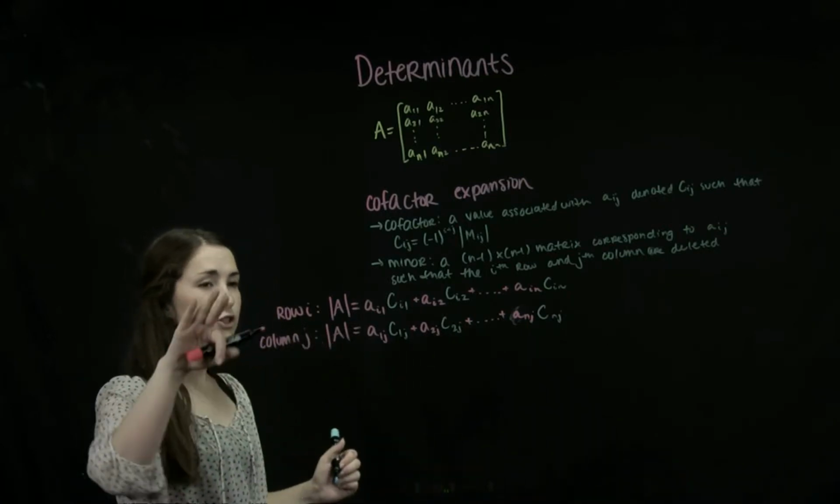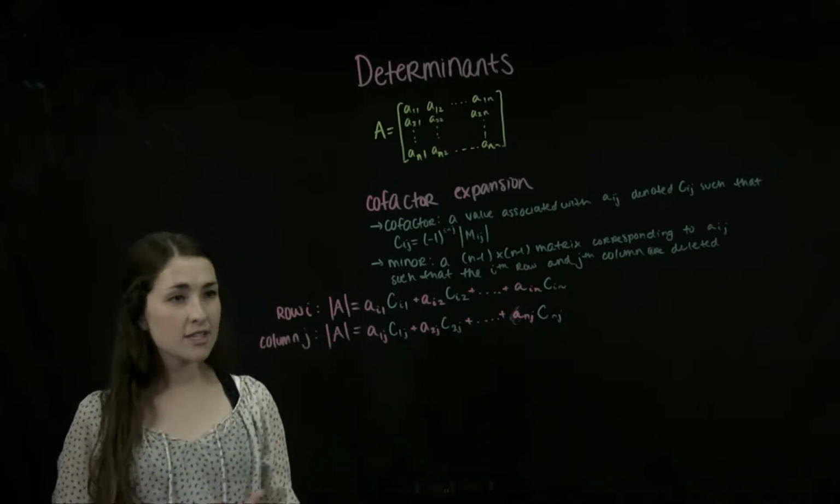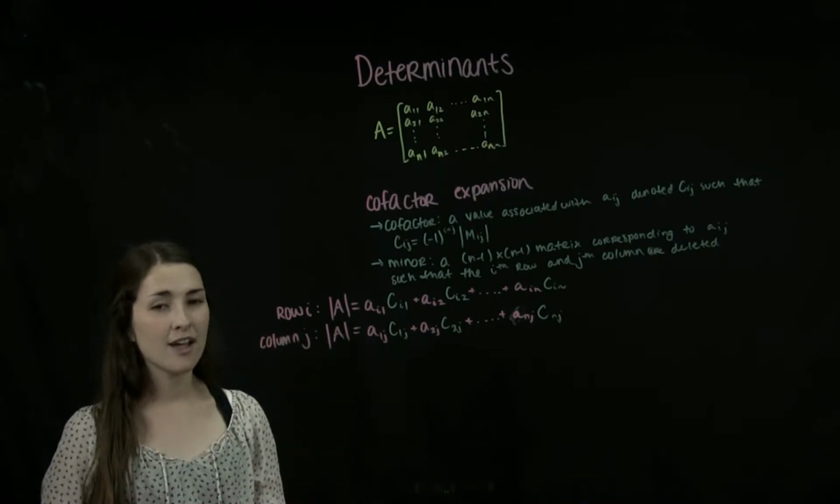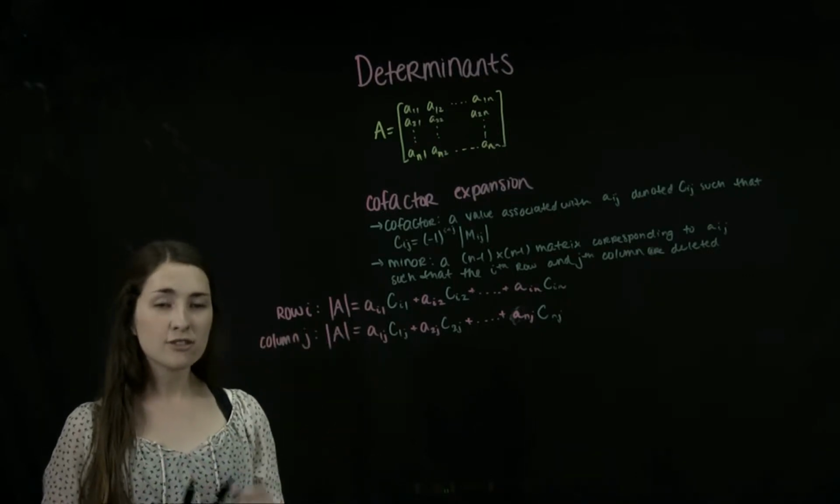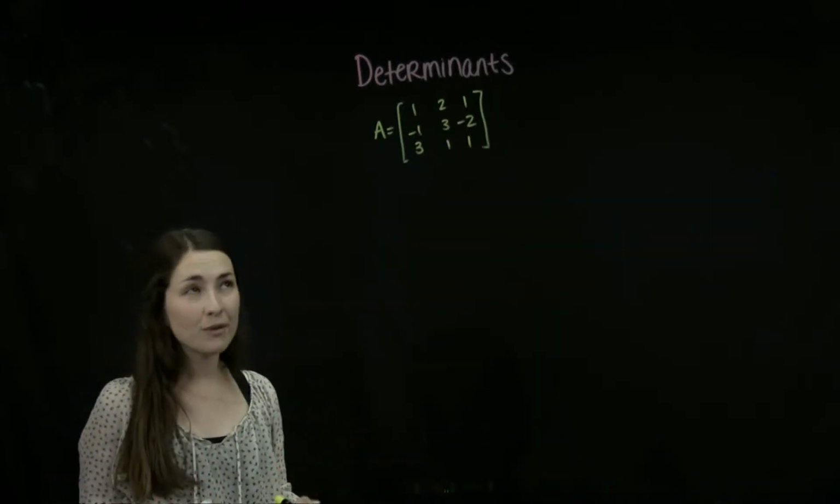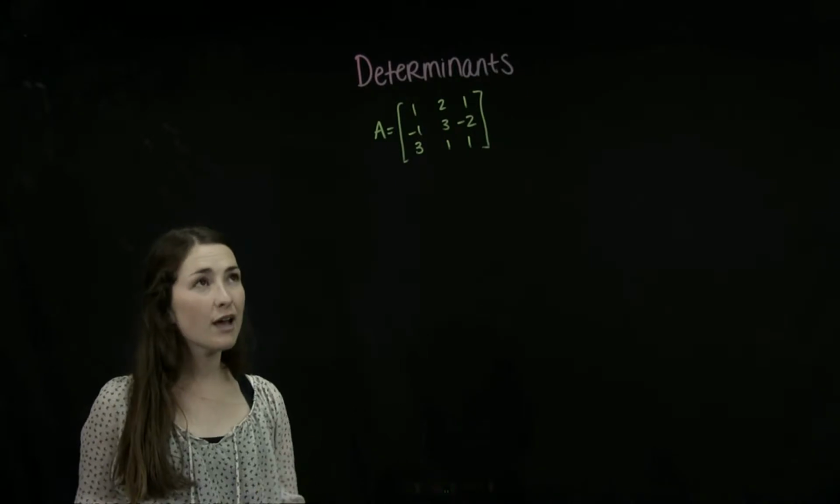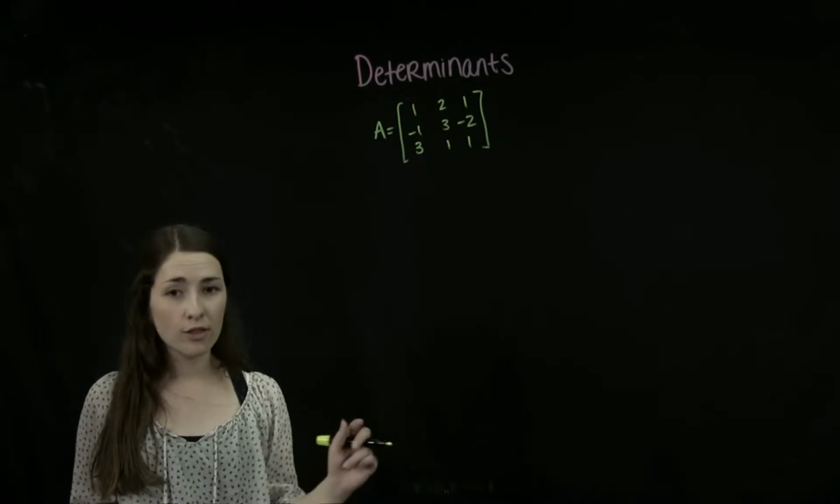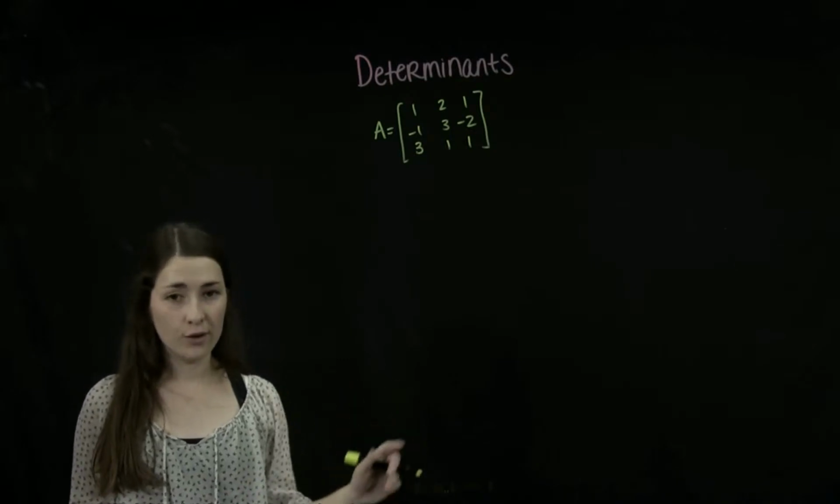So these are our two cofactor expansion methods, either by row or by column, and it can be any row or column in our matrix. I know this is a little abstract, so let's look at it in the context of an example. Let's find the determinant of this 3 by 3 matrix. We have A is equal to 1, 2, 1, negative 1, 3, negative 2, and 3, 1, 1.